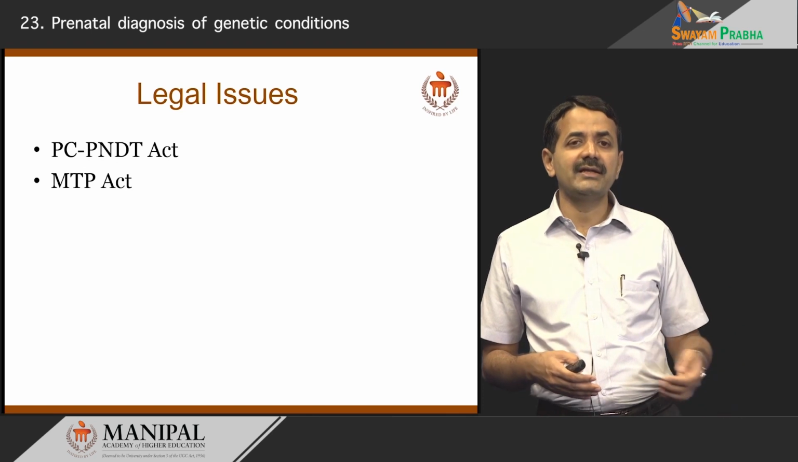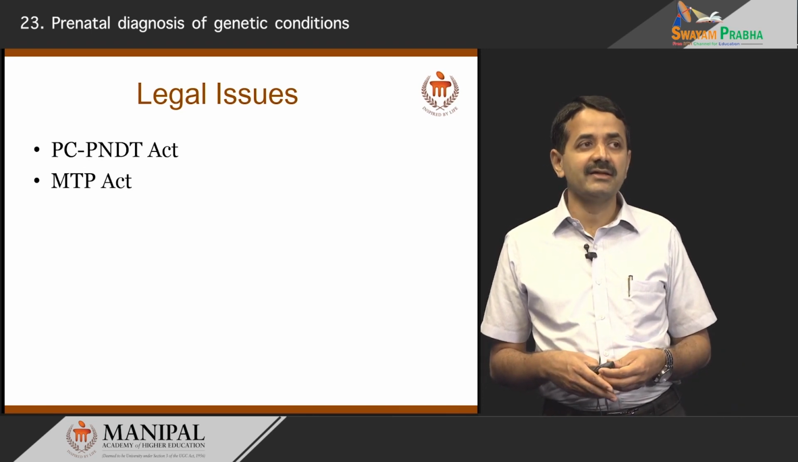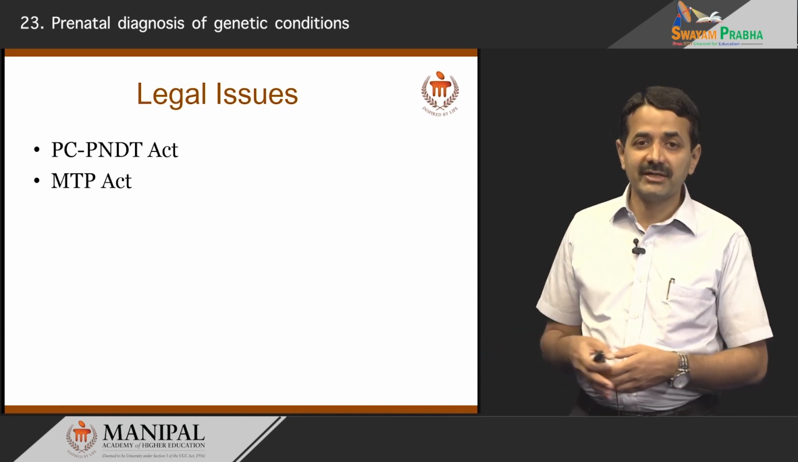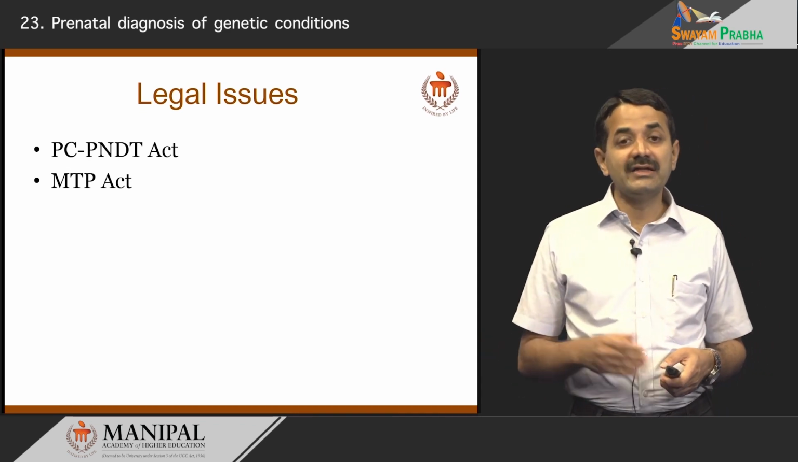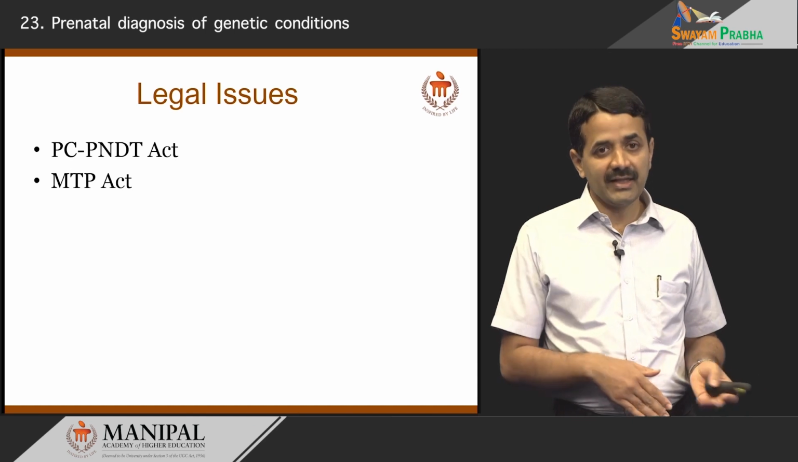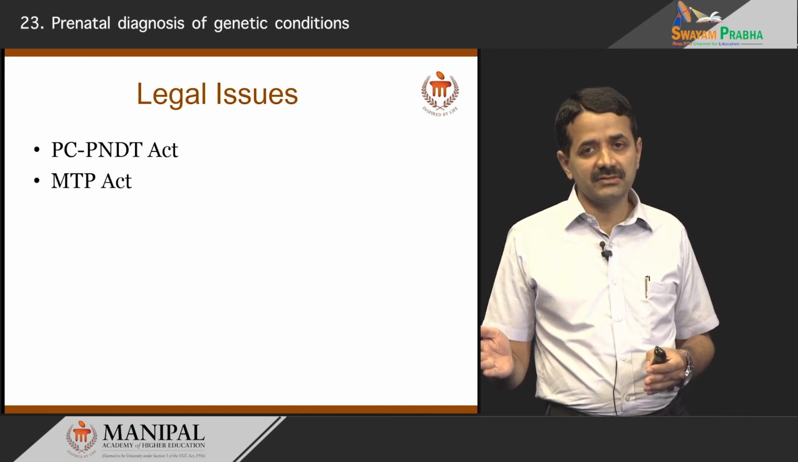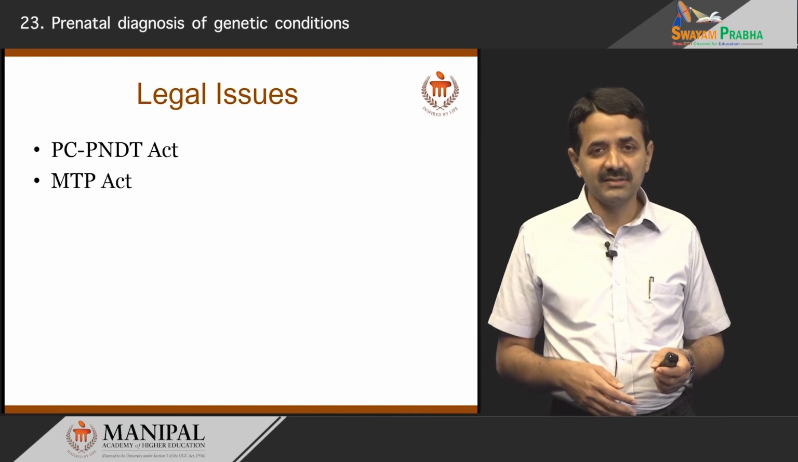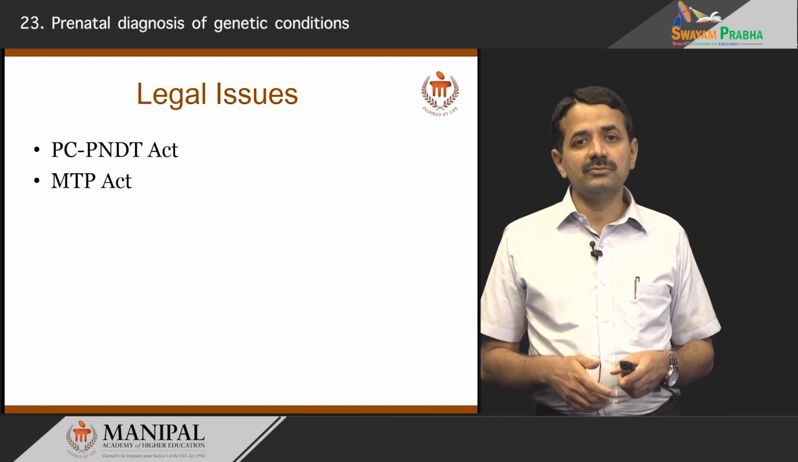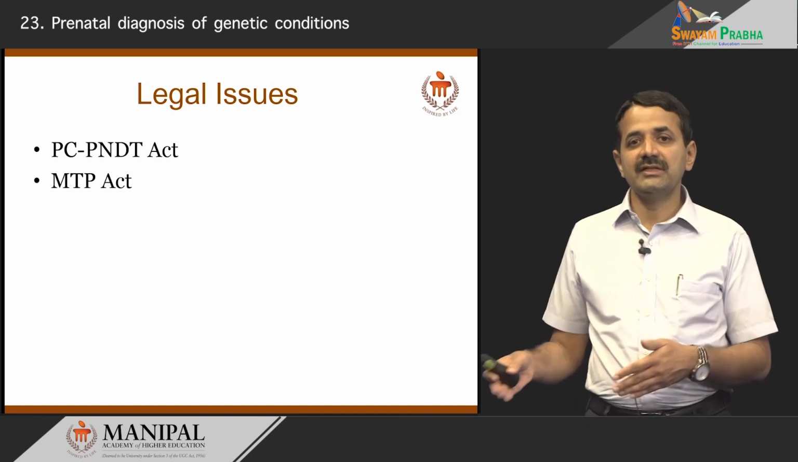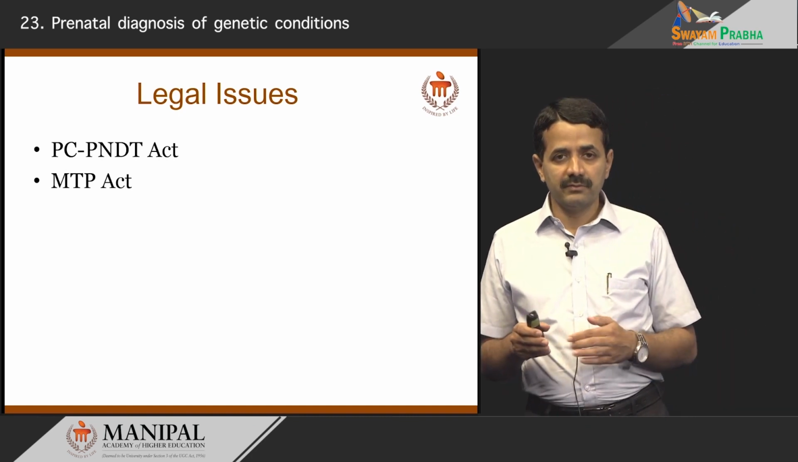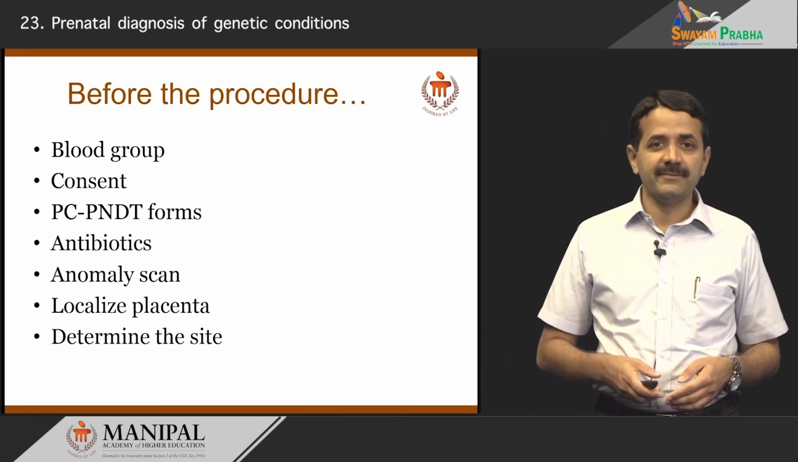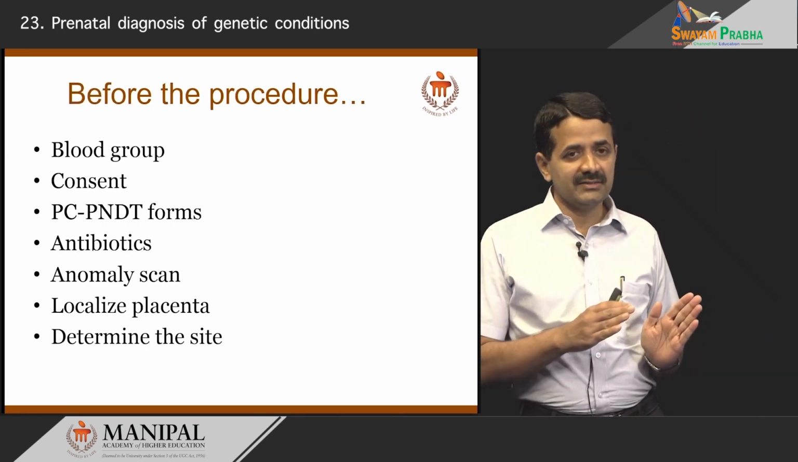And then we have the Medical Termination of Pregnancy Act, which says it is illegal to terminate pregnancies after 20 weeks of gestation, and actually after 12 weeks without two medical opinions, but after 20 weeks for any reason. So, these are the two laws which we need to remember before doing prenatal diagnosis, and they should be explained to the family. Before the procedure, we take the blood group.